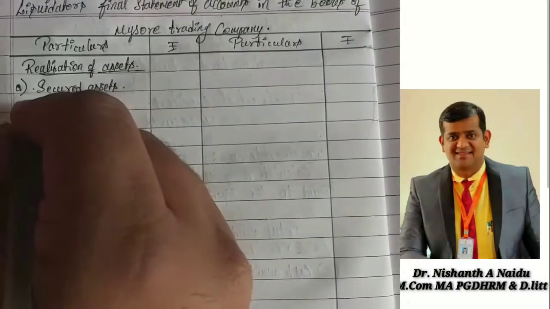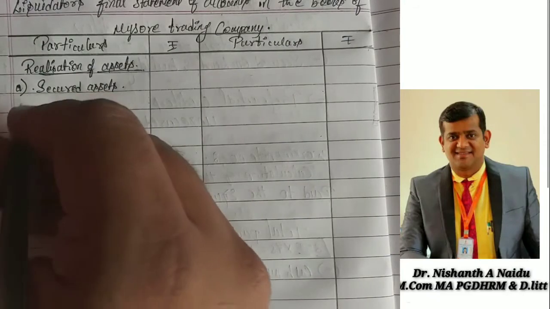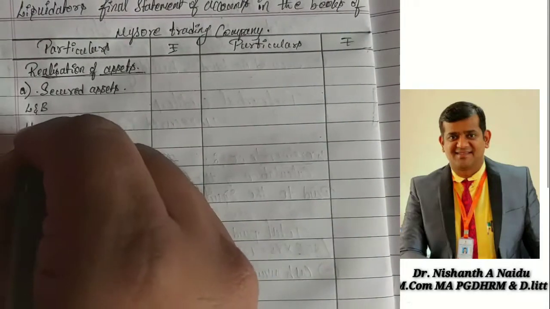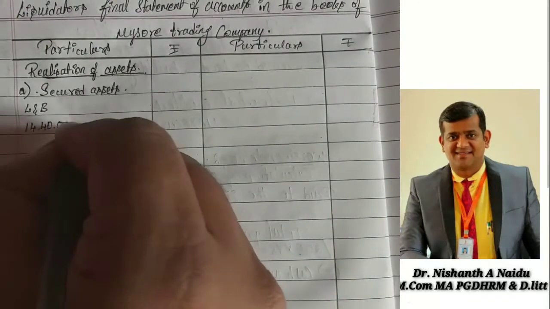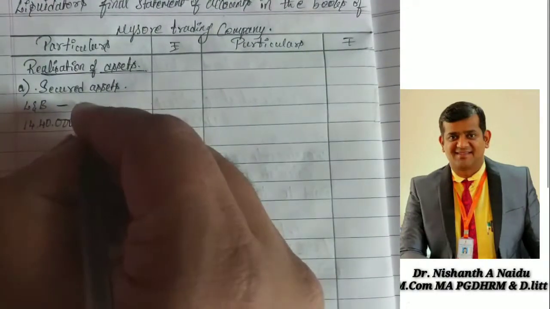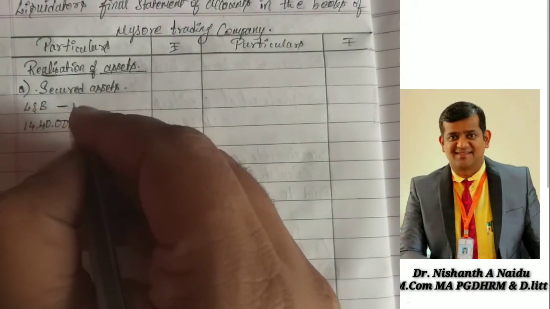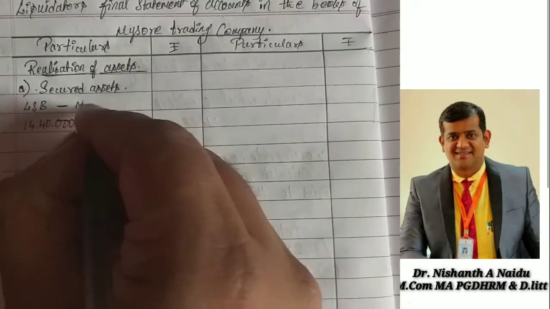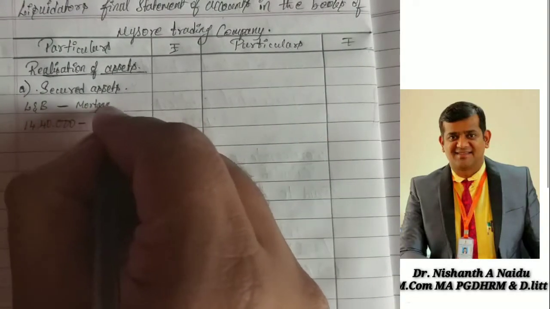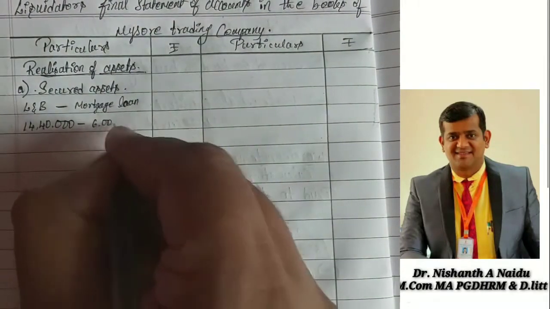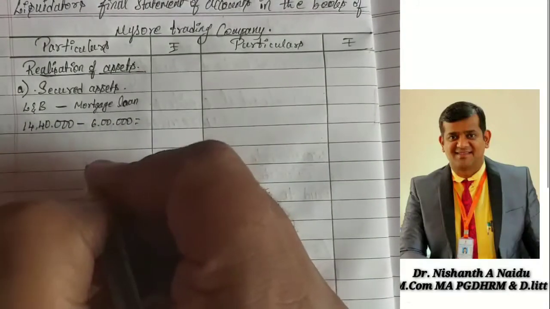Therefore, what we are supposed to do now? We are supposed to write the realized value of secured assets. So that is land and building value. How much has it been realized for? 14,40,000. Okay, land and building minus secured loan. So that is what they have said, right? Secured loan, mortgage loan on land and building, correct? So minus mortgage loan. How much mortgage loan? 6 lakh rupees. They said in the problem 6 lakh.